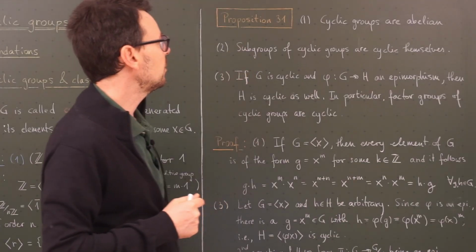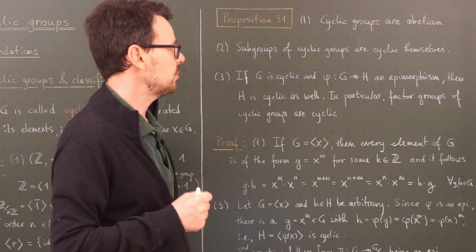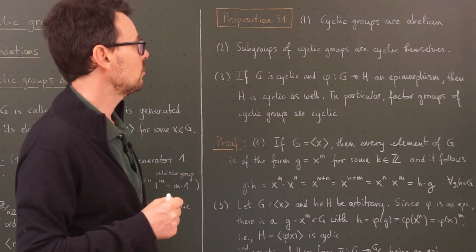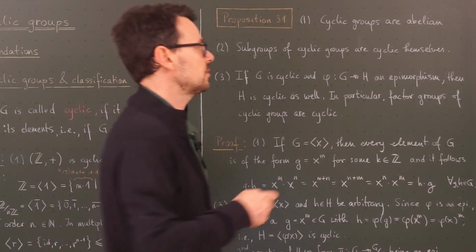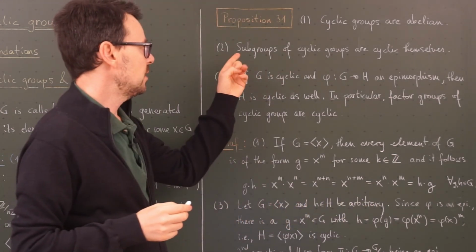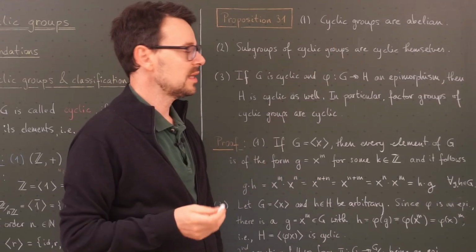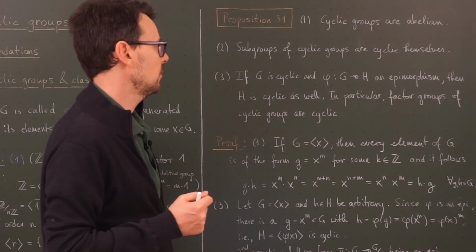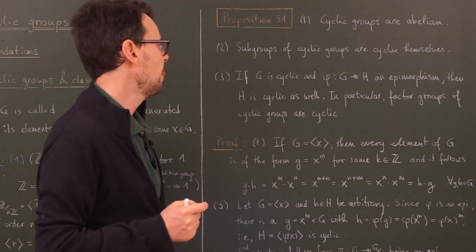Okay, now we take a look at proposition 31, which contains some basic yet important properties of cyclic groups. First of all, cyclic groups are abelian. This is not so surprising. The proof is very simple. Then subgroups of cyclic groups are cyclic themselves. This is, I think, not as obvious. If you want to, you can pause the video and try to prove that on your own.